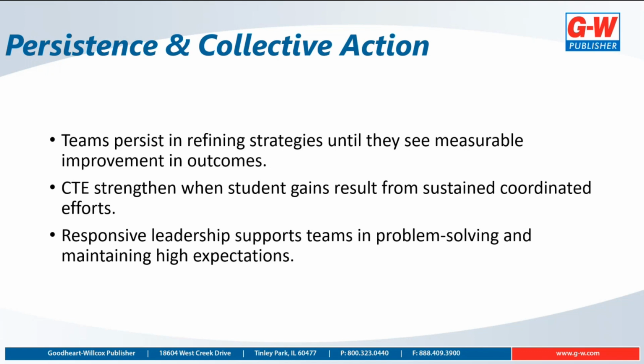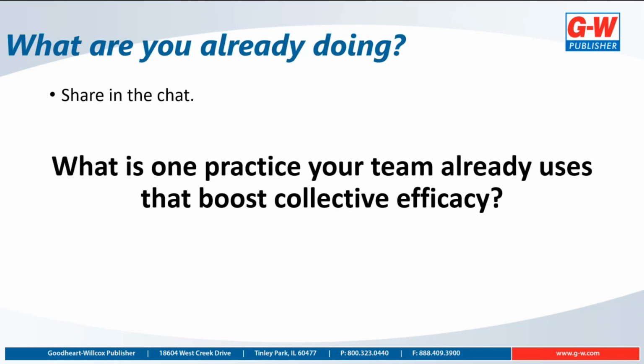All right, so we just covered the 4 areas of collective efficacy, thinking about collaboration, shared belief, data-informed decisions, persistence. What is one practice that your team already uses to boost this collective efficacy? I'm going to go back in the chat to get the chat started, but things that I have seen in the chat talk about having those meetings to come up with strategies. That's one practice that you're using. What other practices are you using to boost collective efficacy?